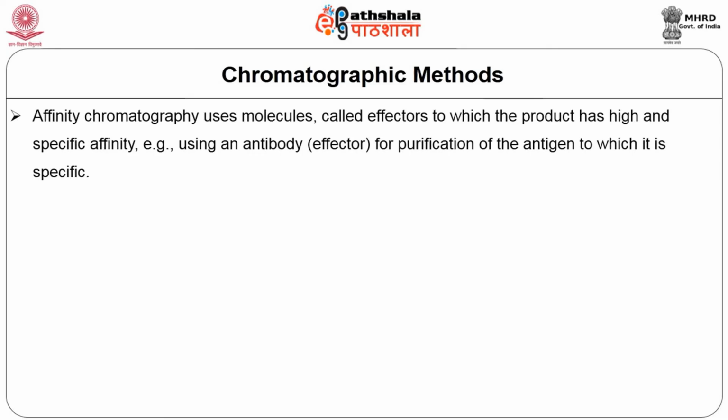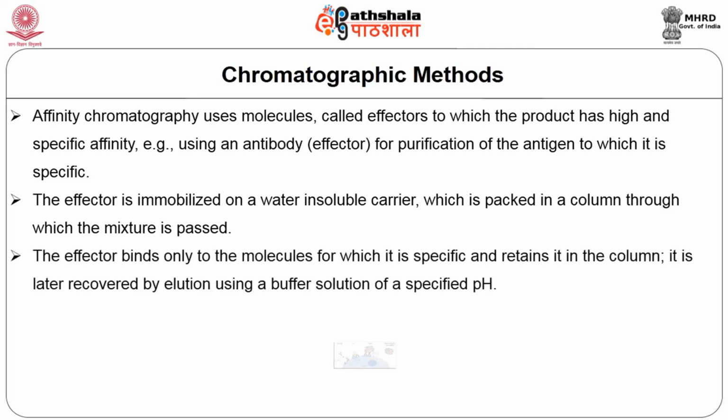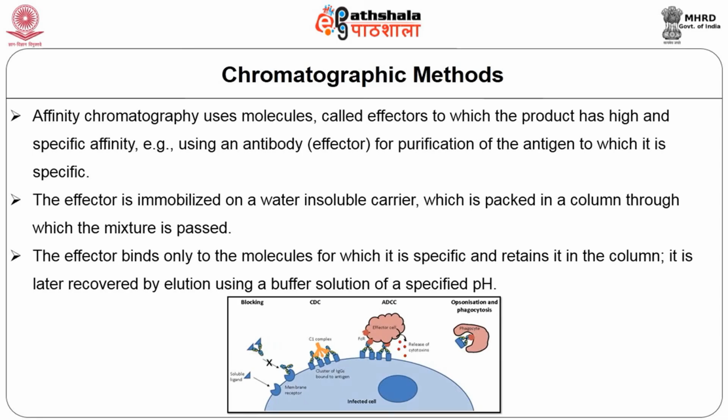Affinity chromatography uses molecules called effectors to which the product has high and specific affinity. Example, using an antibody, that is effector, for purification of the antigen to which it is specific. The effector is immobilized on a water insoluble carrier which is packed in a column through which the mixture is passed. The effector binds only to the molecules for which it is specific and retains it in the column. It is later recovered by elution using a buffer solution of a specified pH.